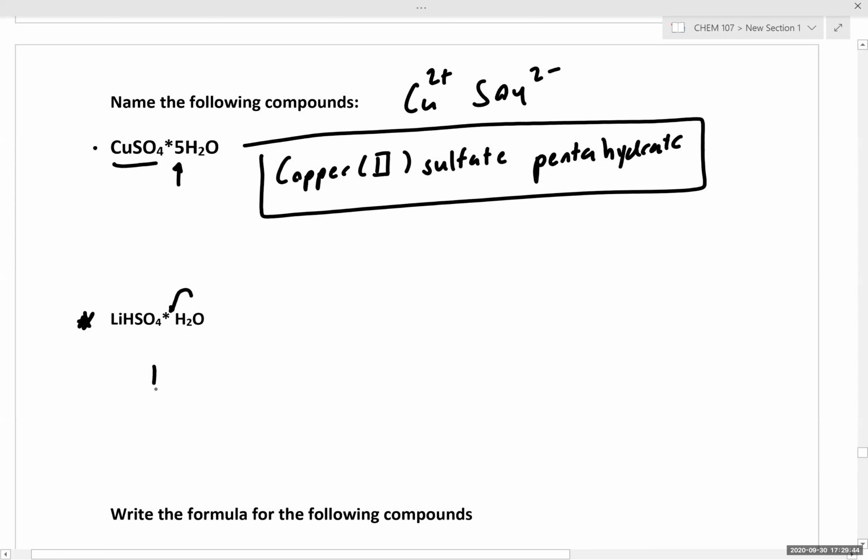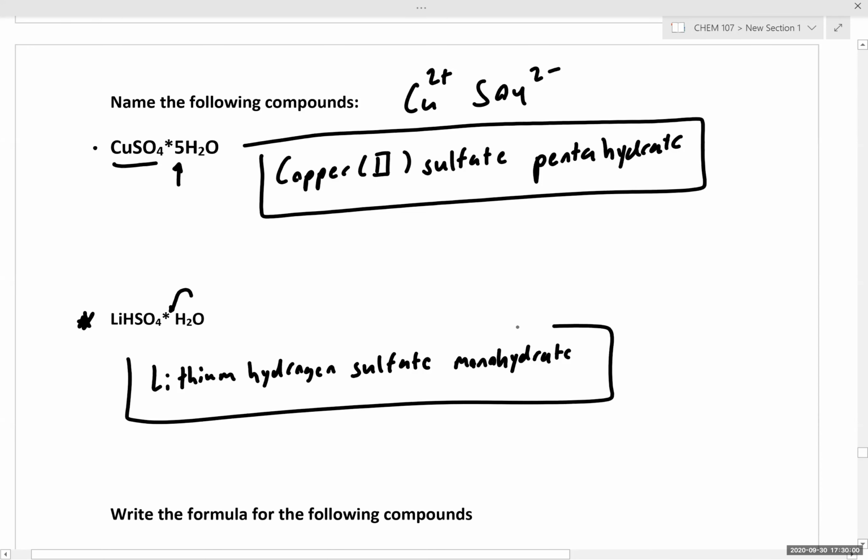So first we name our anhydrous species. So we have lithium hydrogen sulfate. We have one water molecule, so it would be monohydrate. Does this example make sense?